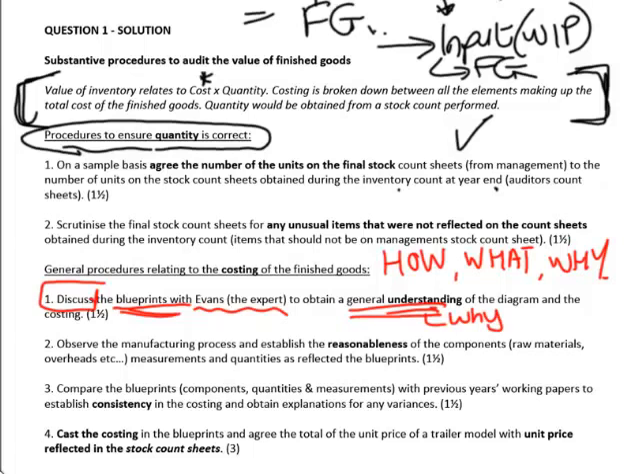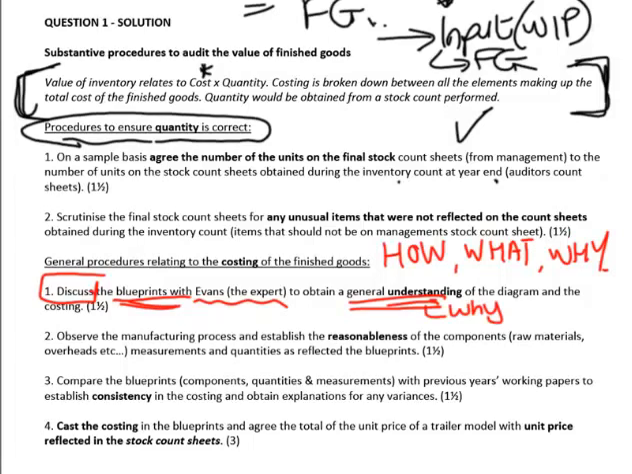If it just said discuss the blueprints, that would be a statement that wouldn't have any whys or whats or hows, or it just would not be complete and you wouldn't get those full marks. So every time you are doing a substantive procedure, look at it afterwards and go, have I answered how, what, and why? And next one, we could also observe the manufacturing process and establish the reasonableness of the components. So we want to understand, how do the raw materials and overheads fit in? How do they work? And are they reflected correctly on those blueprints?